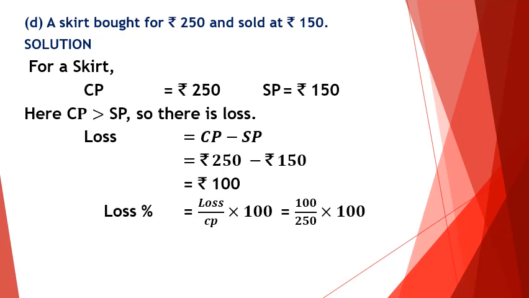Next what we have to find? Yes, loss percentage. What is the formula of loss percentage? Loss upon CP into 100. Substitute the value over there. So we get 100 upon 250 multiplied by 100. While cancelling, we get 40%. Children, you should show the cancellation over here.